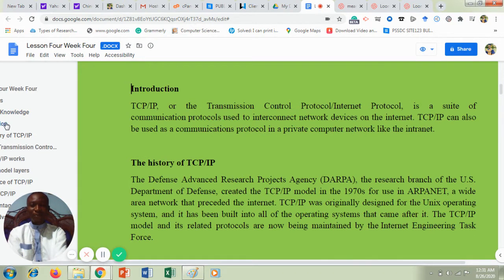As a form of introduction, also leading to the definition of TCP/IP: TCP stands for Transmission Control Protocol, and IP stands for Internet Protocol. This is a suite of communication protocols. That is, there are protocols that aid communication over the network. You can use it on the internet. You can also use it in an intranet, that is, a network of systems not connected to the internet.